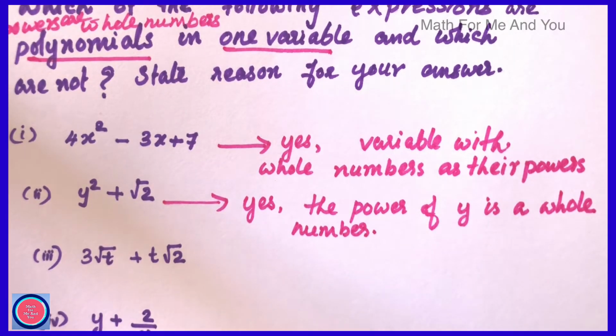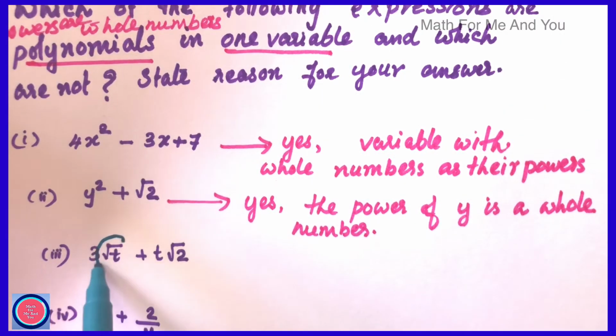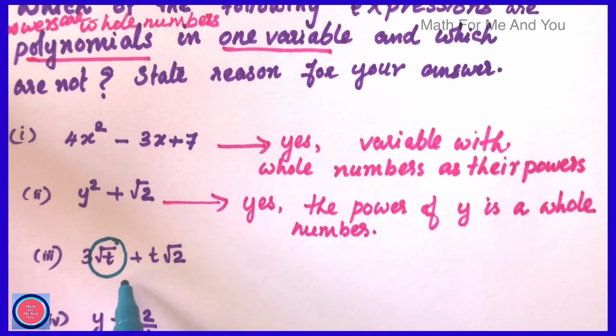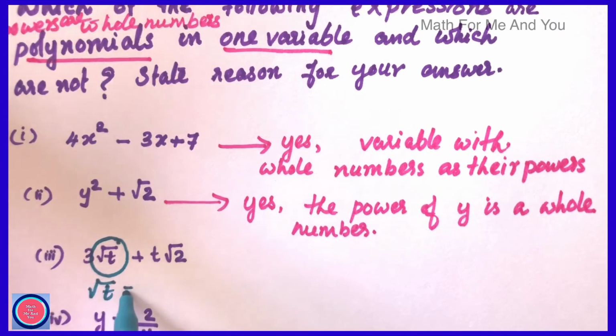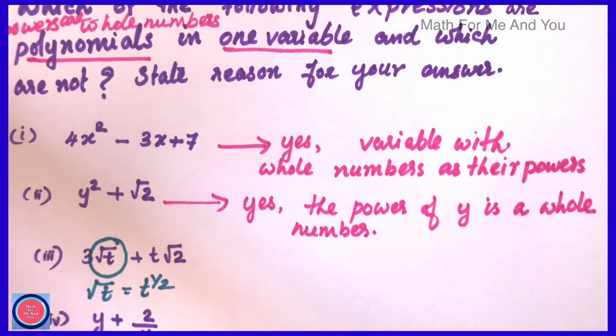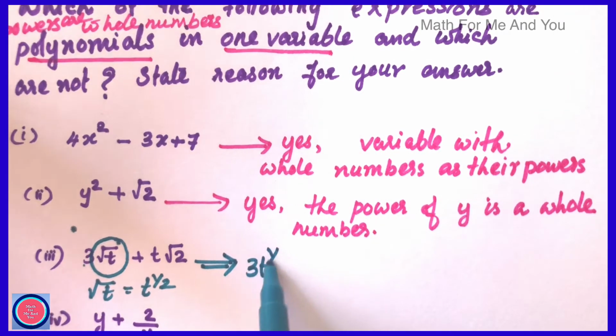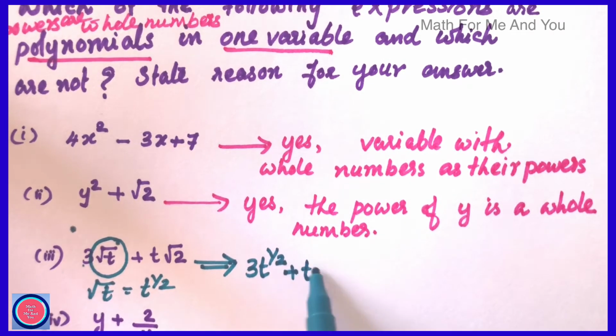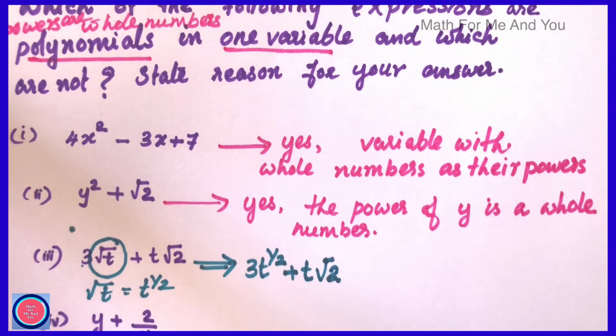Next expression, 3 root t plus t root 2. Here the variable is t. In the first term, we can see root t. How can we write root t in power form? Root t is t to the power 1 over 2. So we can rearrange this expression as 3 t power 1 over 2 plus t root 2. Now look at the powers. Are they whole numbers? No. 1 over 2 is not a whole number. So this expression is not a polynomial.